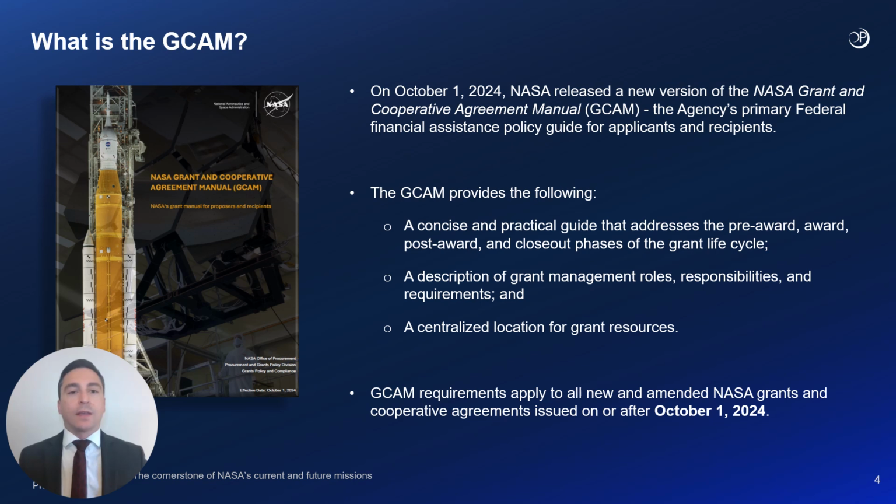The GCAM provides a concise, practical guide that addresses grant management activities across the pre-award, award, post-award, and closeout phases of the grant lifecycle. The GCAM also outlines applicant and recipient roles and responsibilities as well as requirements that entities must follow. The revisions that NASA published to the 2024 GCAM apply to all new and amended grants and cooperative agreements issued on or after October 1, 2024.